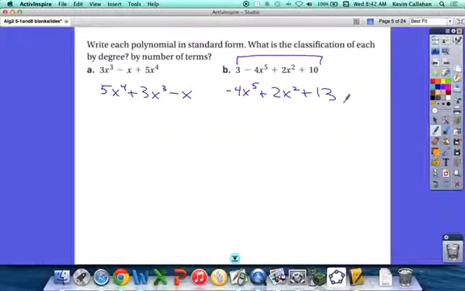Okay, so both of those, when you classify by number of terms, what are you going to say? 3 terms is trinomial, right? Trinomial. By degree, what are you going to call this one? Quartic. And how about the second one? We already said that's a trinomial. By degree, it is to the fifth power, quintic.